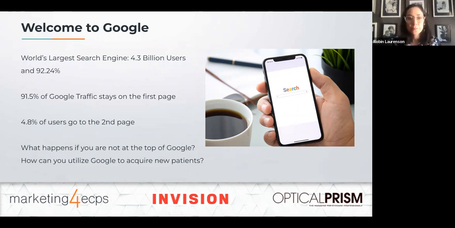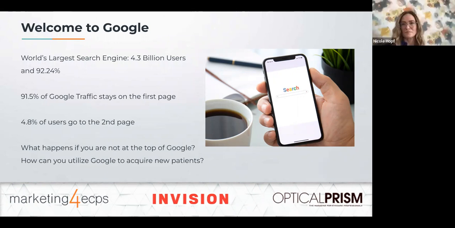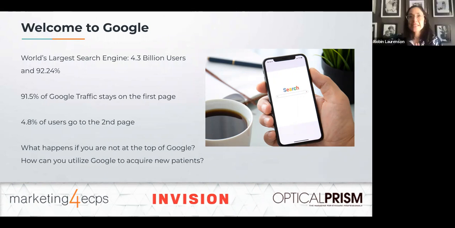What does this mean to you? If you are a practice and you have your website and somebody in your area is searching for eye doctor near me and you're not showing up on that first page of Google, that means you're missing out big time. Because 91.5% of Google traffic stays on that first page, if you're showing up on the second, third, or fourth page, it's like you don't exist on Google. But there are other strategies that we can use to make sure that you're showing up on Google. By showing up on Google organically on the first page, we mean that organic search result, those top websites that show up on the very first page.